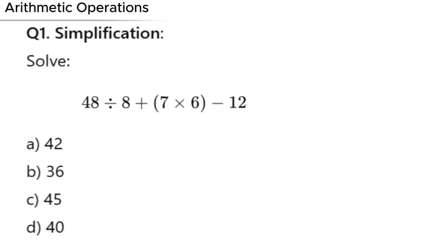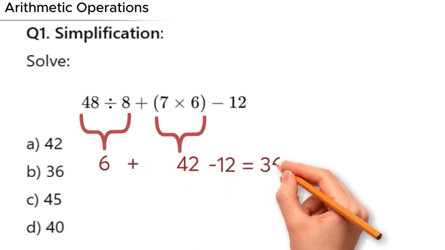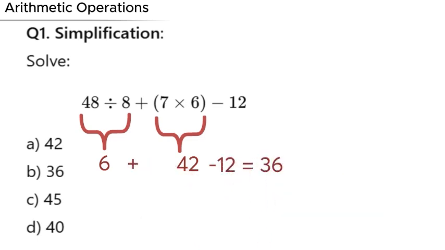To solve, first, do the multiplication operation. 7 times 6 is 42. Second, do the division operation. 48 divided by 8 is 6. Now add the quotient and product. 6 plus 42 minus 12 is equal to 36.